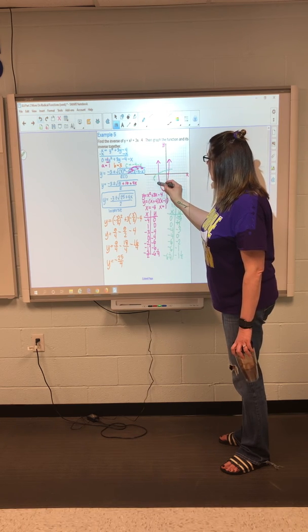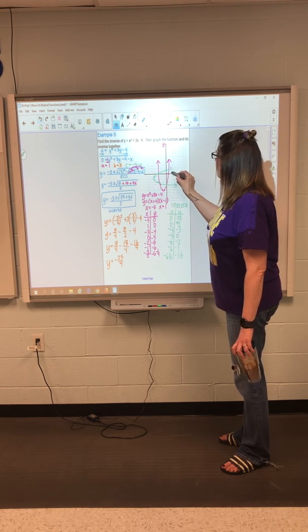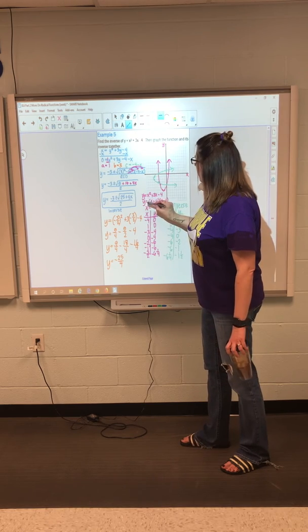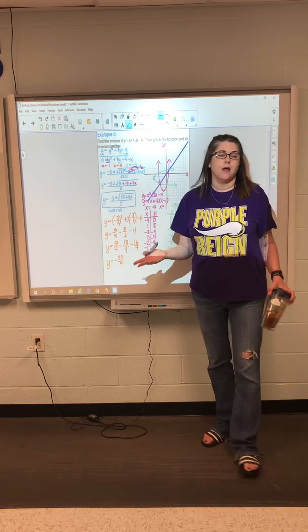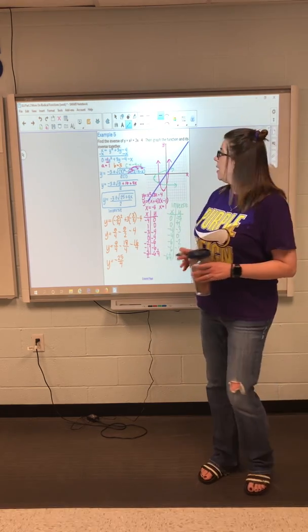And again, we're getting the sideways parabola. And just a reminder, if you were to draw the line y equals x and fold your paper over that line, all of your points from your 2 parabolas are going to match up.